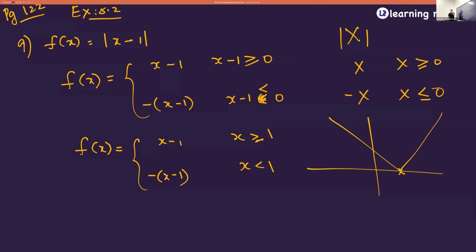First one, how will I know? I didn't see that. So this is the graph. So this one will be x minus 1. This will be negative of x minus 1. Obviously, it is not differentiable.